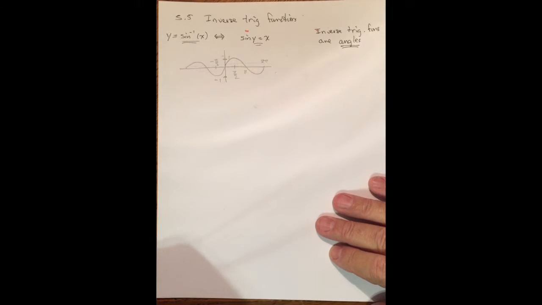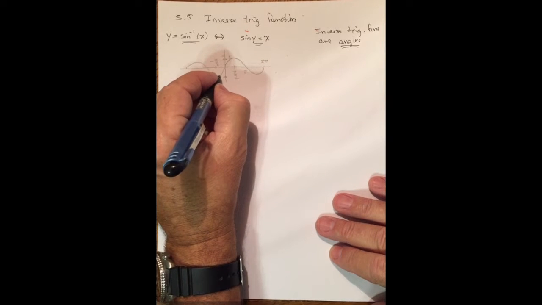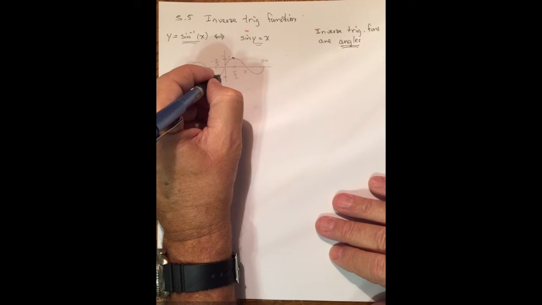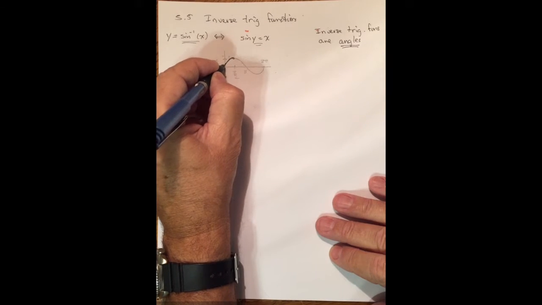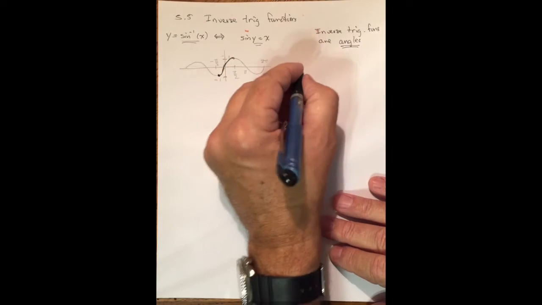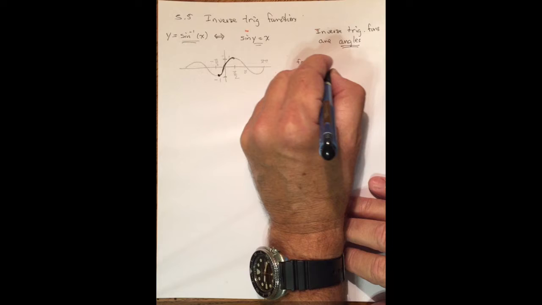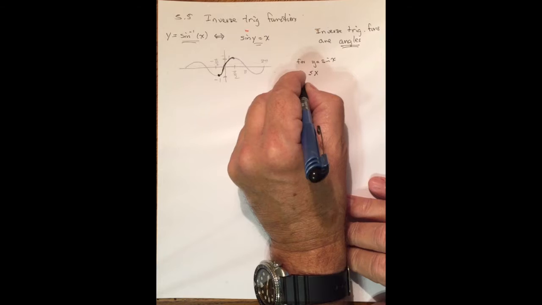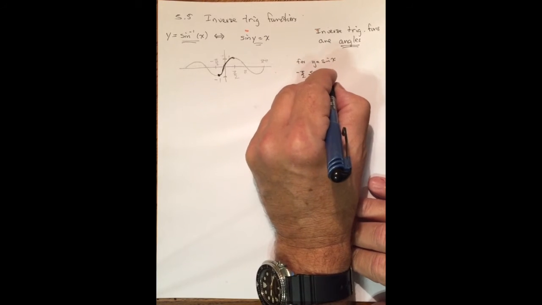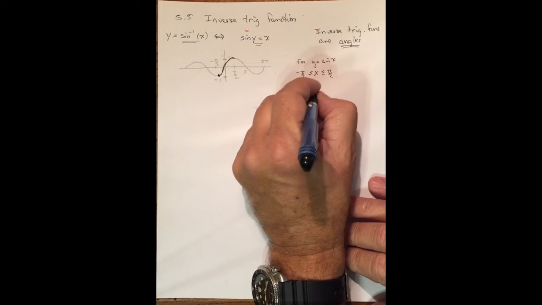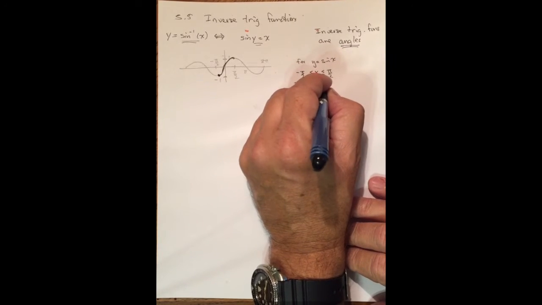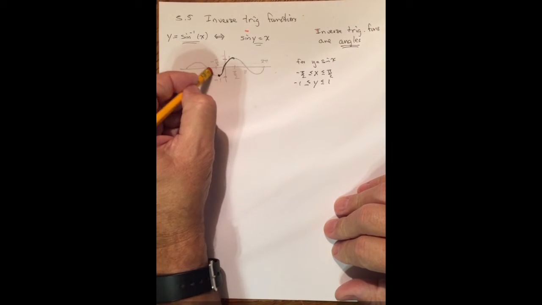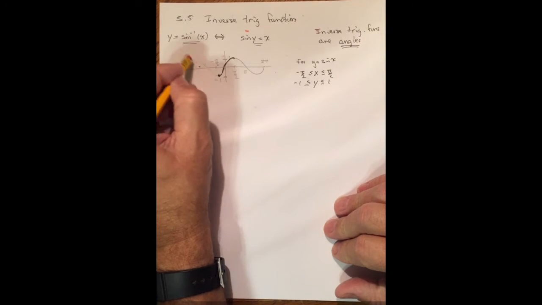So what we do is we restrict the domain. We're going to only look at the part of the curve right here. So for y equals sine x, we're only going to use the x's between minus pi over 2 and pi over 2. And that is going to give us just the y values between 1 and -1. We're only going to look at this piece of the sine curve. That's all we're going to consider.